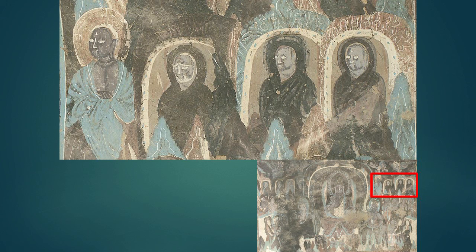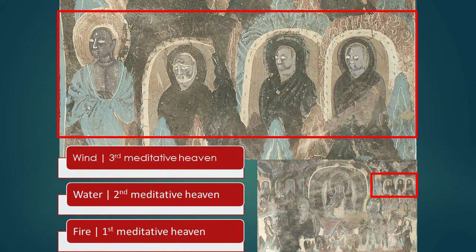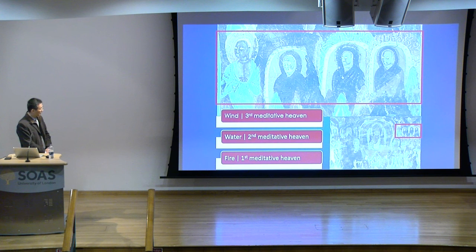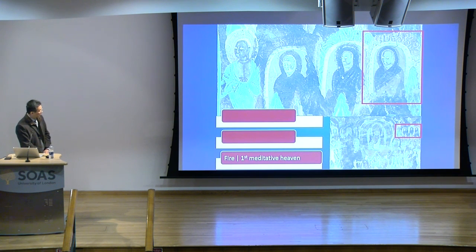What is going on here is, in fact, fire, water, and wind. Each represents or is correlated to one particular meditative heaven. There are four meditative heavens in the Buddhist scheme of things. Three of them are all shown here. So we can see first you have the fire.